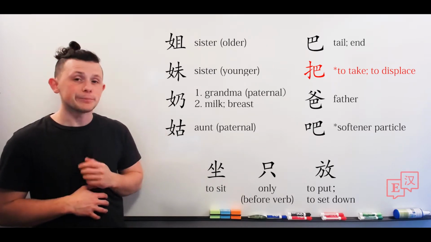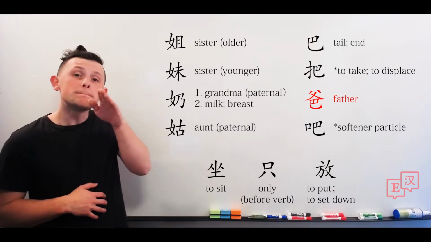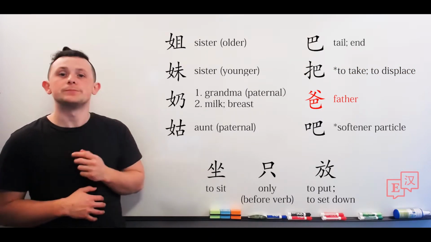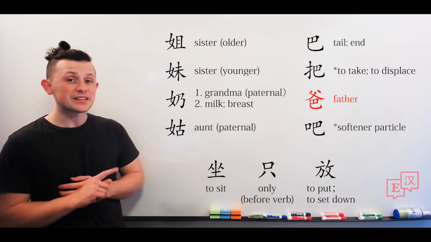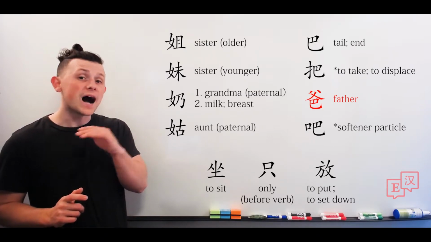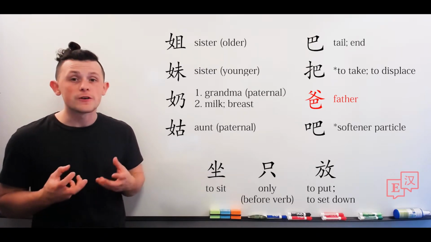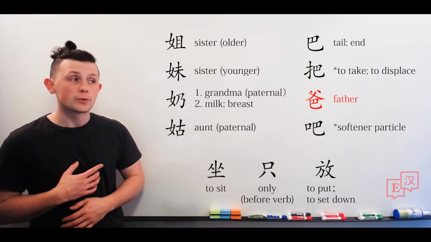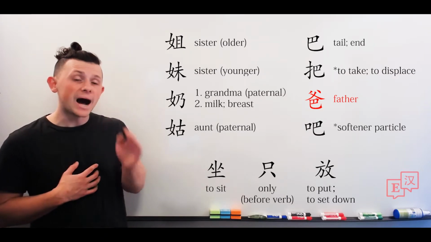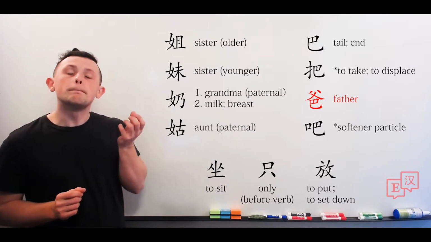Our next character, ba. This means father. The piece at the top of our ba is the actual classical character for father or paternal relations. One more time. Ba.